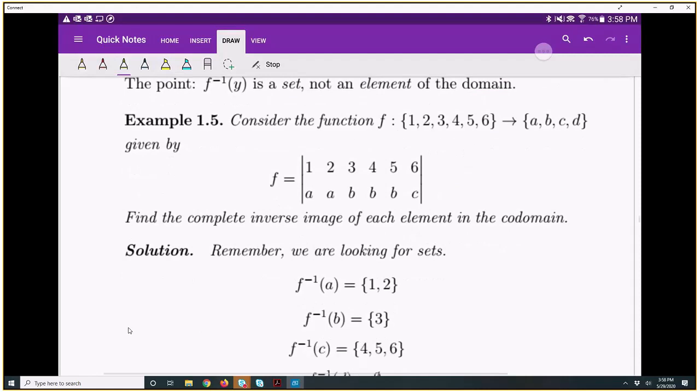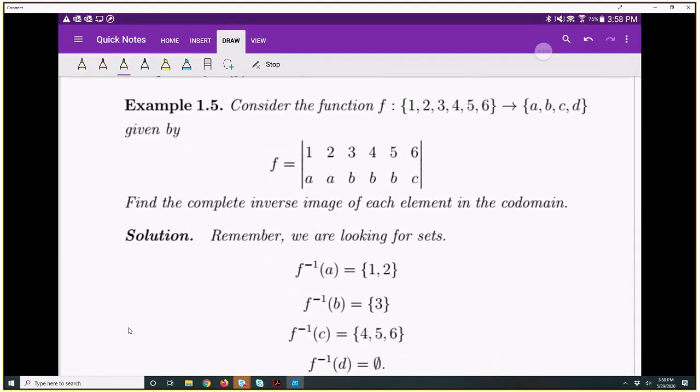So let's do an example. We'll consider the function f from the set 1, 2, 3, 4, 5, 6 to the set a, b, c, d, given by the two-line notation here. And we want to find the complete inverse image of each element in the codomain. So we have the elements a, b, c, and d in the codomain. If we want to find the pre-images or the inverse images of the element a, then we'll just look at which elements in the domain were sent to a, and it's 1 and 2, so we form the set 1, 2.